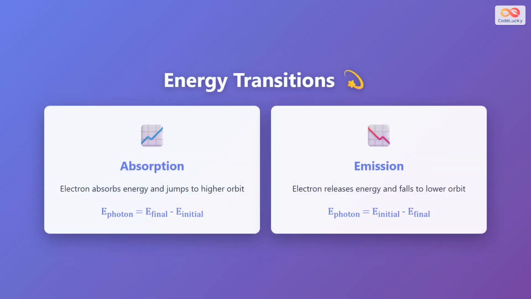Electrons can move between energy levels through two processes. During absorption, an electron absorbs energy from a photon and jumps to a higher orbit. The energy of the photon equals the final energy level minus the initial energy level. During emission, an electron releases energy in the form of a photon and falls to a lower orbit. Here, the photon energy equals the initial energy level minus the final energy level. These transitions explain why atoms emit and absorb light at specific wavelengths, creating the characteristic spectral lines we observe.